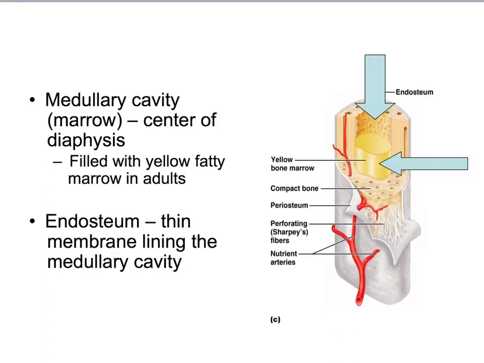In the very center is the medullary cavity, and this is where you find the marrow, and it's the center of the diaphysis. So you don't really see this in the epiphysis, it's just in the long center shaft called the diaphysis, and it's filled with yellow fatty marrow in adults. In children, you have more red bone marrow, because children are still making a lot of their blood cells. Endosteum is the thin membrane that lines the medullary cavity.